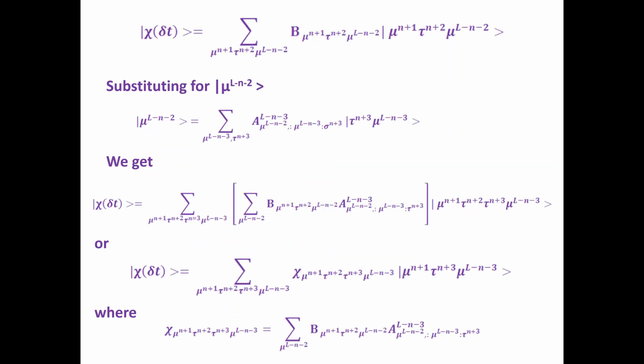So when I do that, then I can write down chi delta t in this fashion. Or I can write down chi delta t as some chi mu n plus 1 tau n plus 2 tau n plus 3 mu L minus n minus 3 times the basis set. Now you see I have exposed the sites n plus 2 and n plus 3. They have become the bare sites without being a part of the subsystems. Because they are bare sites, I can operate by the operator corresponding to sites n plus 2, n plus 3. So I can take h n plus 2, comma n plus 3 and operate on this thing.